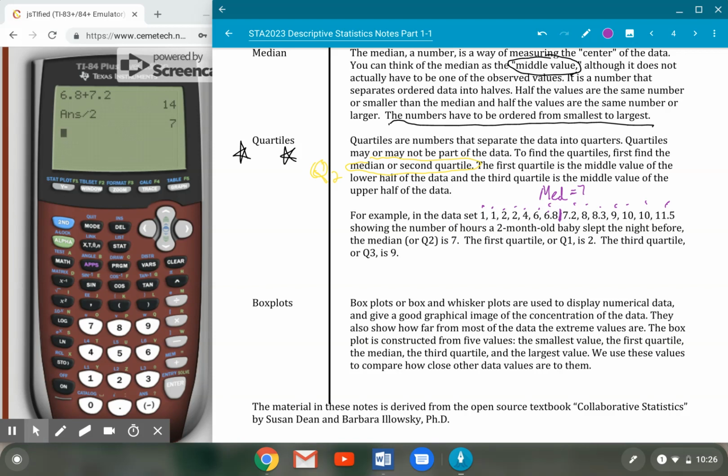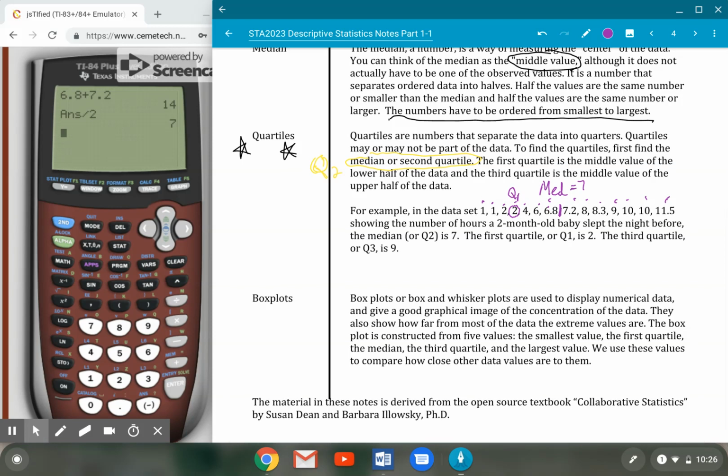Now for Q1, it is 2, from this second 2 right here. Here's Q1, here's our lower quartile. This is because with these 7 numbers, this 2 is right in the middle. There are 3 numbers below the 2, and there are 3 numbers above the 2. So 2 is right there in the middle. I only have to average the numbers if you have an even number of data pieces. When you have an odd number, it's just that one number in the middle.